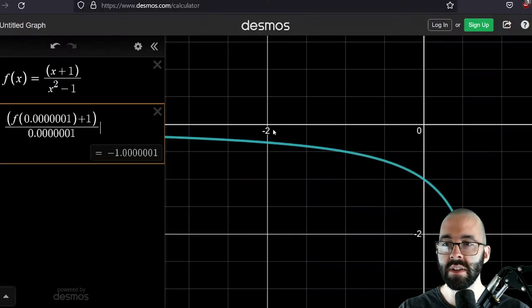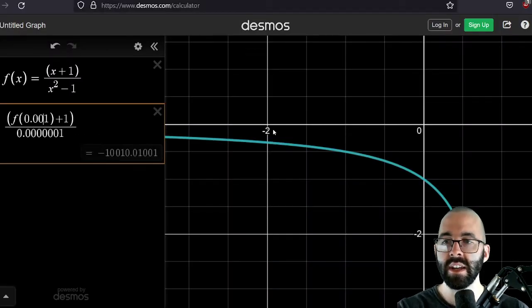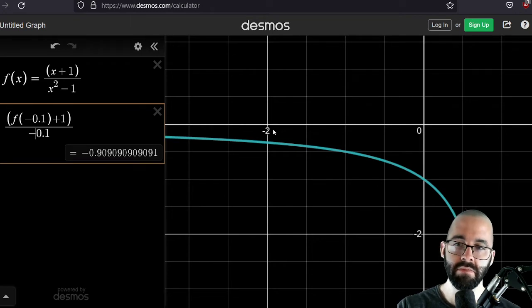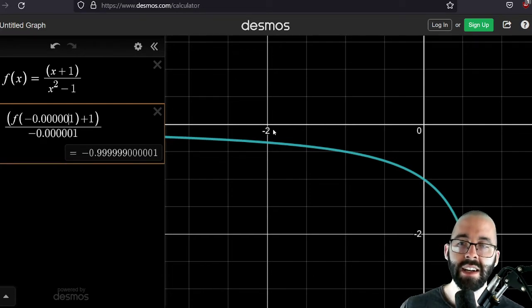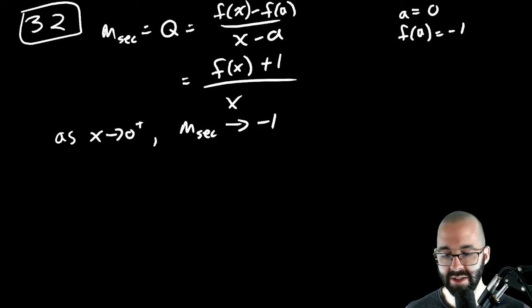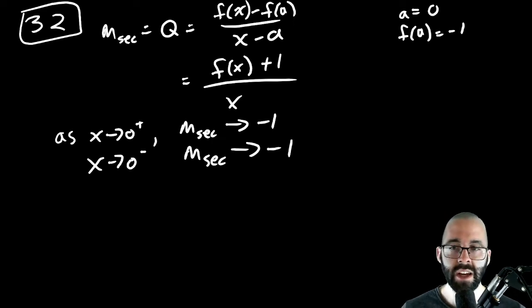Let's check the other direction. Let's look at what happens if we're a little bit below 0, like negative 0.1. Then we have negative 0.9, negative 0.99, 0.999, sorry, negative 0.9999. And you can see that the more and more zeros that we add, the closer it gets to negative 1 from the other direction as well. So it's approaching negative 1 from the left and from the right. So the slope of that secant line is approaching negative 1.